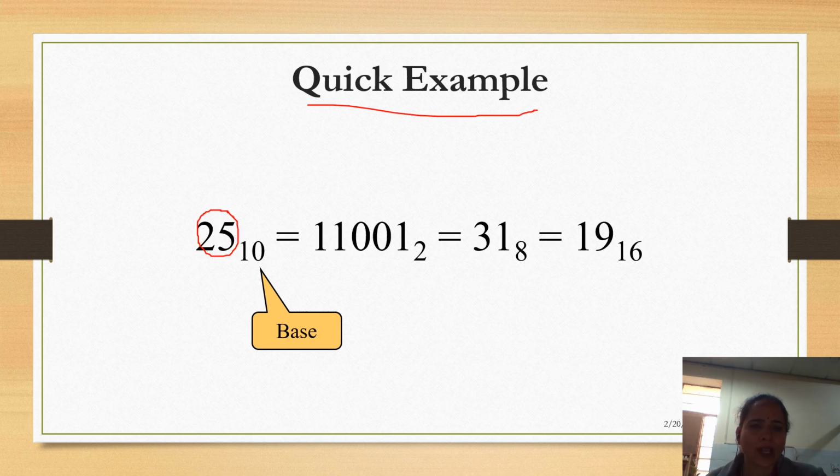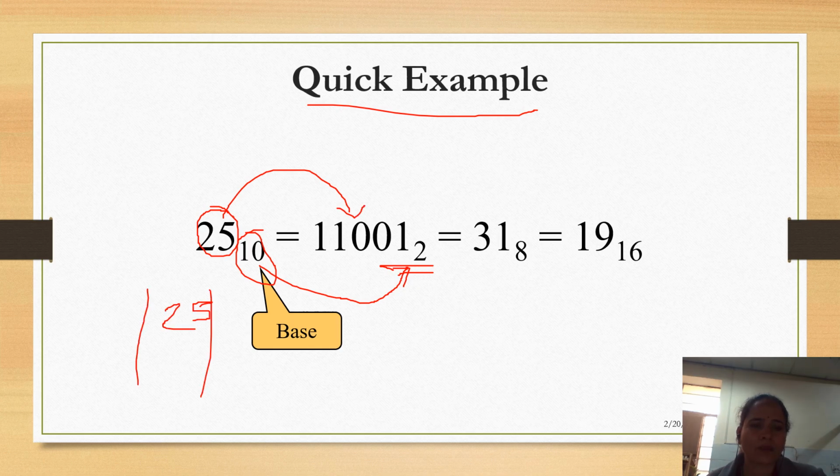This is the value and this is the base. If we want to convert base 10 into base 2, base 2 is the binary representation, meaning the range is 0 or 1. So we divide 25 by 2, because the base is 2. After division we get 12, and the remainder is 1. Again dividing by 2 we get 6, remainder 0.